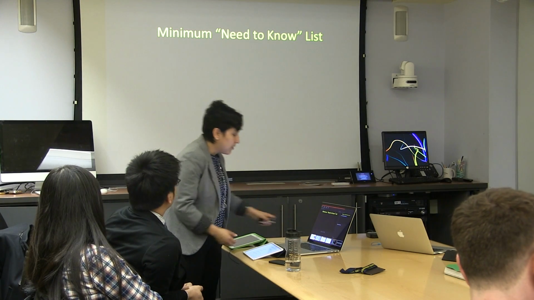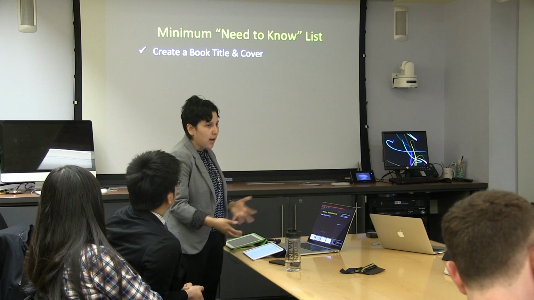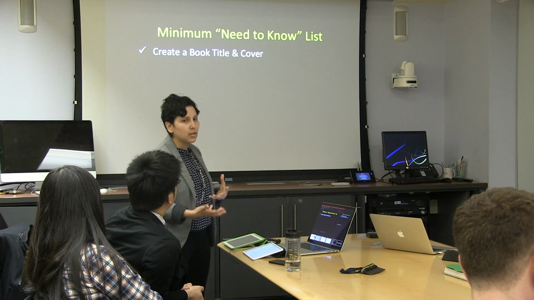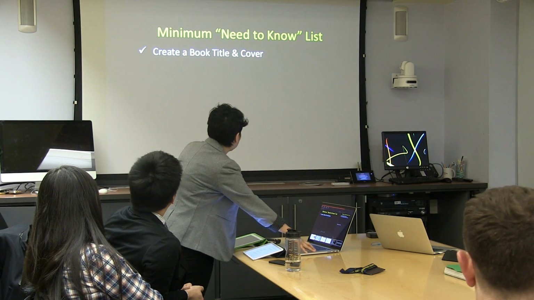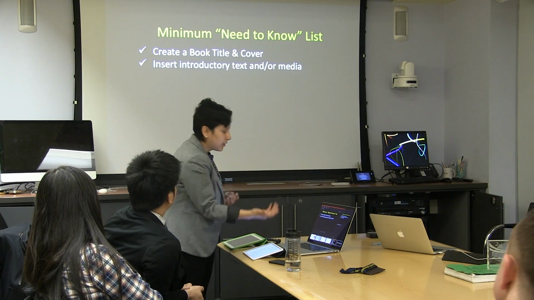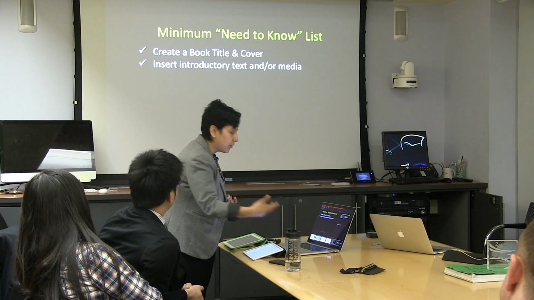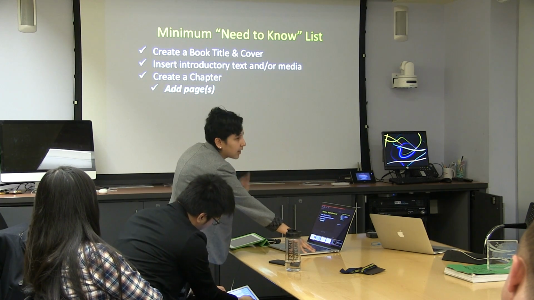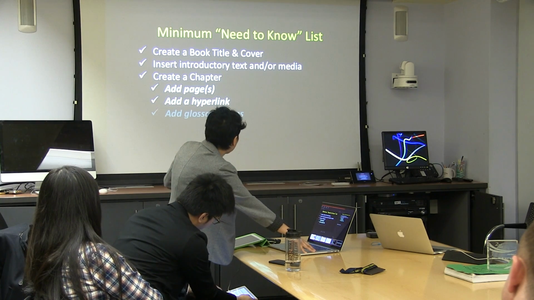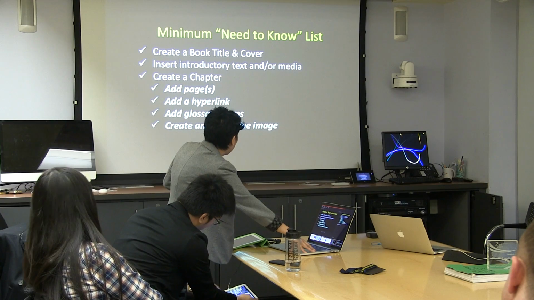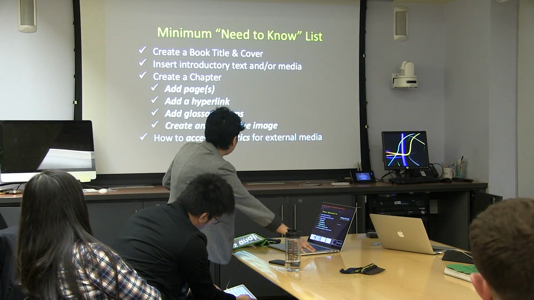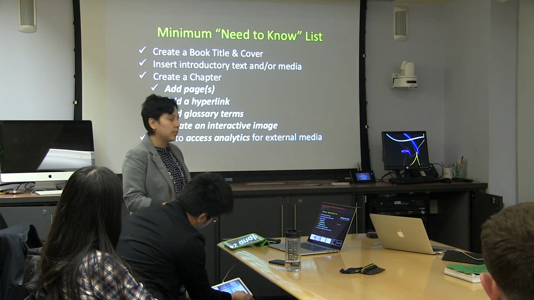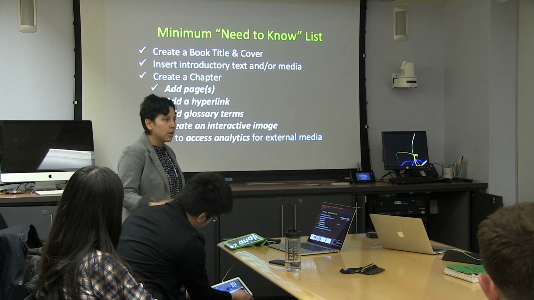So in terms of minimum you need to know: how to create your book title and cover. And you can even almost take that off the list, because the best thing to do is to provide your faculty members with a template. How to insert text, pretty basic, or how to embed a video if you're doing an introductory video. Creating a chapter, and that really consists of 4 tasks: adding pages, adding a section, adding a hyperlink, glossary terms, and an interactive image. And if you really want to get fancy, if you have, again, a system that you already have in place that keeps track of your students' behavior, knowing how to access that will help you.